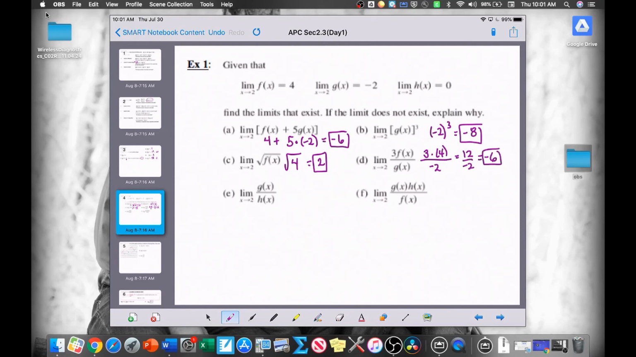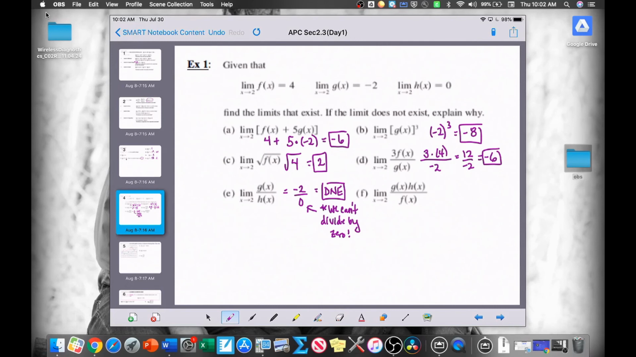Letter C, the limit as x approaches 2 of g of x divided by h of x. Well, that's going to be the limit as x approaches 2 of g of x in my numerator, which is negative 2. And then it's going to be the limit as x approaches 2 of h of x in my denominator, which is 0. But now we run into a problem here because we know we can't divide by 0. So that means that this one does not exist.